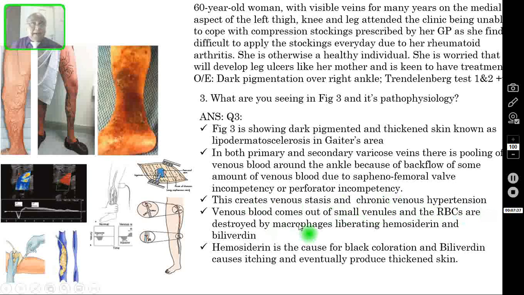The venous blood comes out of the small venules, and the RBCs of this venous blood will be destroyed by the macrophages, liberating hemosiderin and biliverdin. Hemosiderin is responsible for the black pigmentation, and biliverdin is responsible for the itching and the thickened skin. The black thickened skin is known as lipodermatosclerosis.